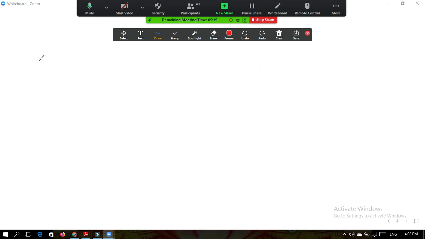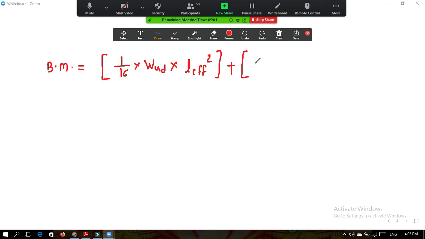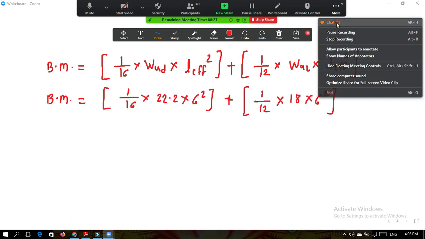So now the bending moment at interior span. So the bending moment is equal to, what was the coefficient for interior span? It is 1 by 16 for dead load. Okay, 1 by 16 into WD into L effective square. This is for dead load, plus live load. For live load the coefficient is 1 by 12. So 1 by 12 into live load into L effective square. Okay. So the bending moment is equal to, just put the value, you will get the answer. And what is the answer?